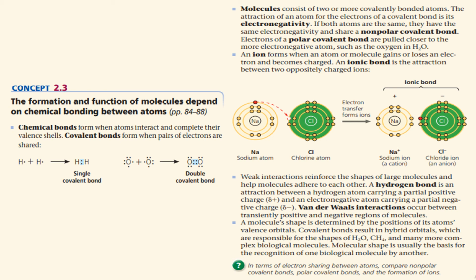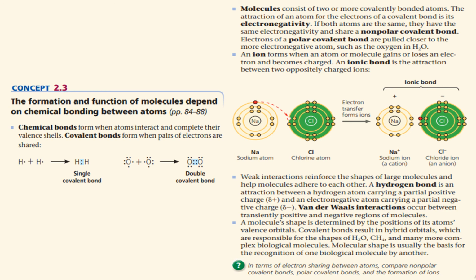An ion forms when an atom or a molecule gains or loses an electron and becomes charged. An ionic bond is an attraction between two oppositely charged ions. Weak interactions reinforce the shape of large molecules and help molecules adhere to each other. A hydrogen bond is an attraction between a hydrogen atom carrying a partial positive charge and an electronegative atom carrying a partial negative charge. Van der Waals interactions occur between transitorily positive and negative regions of molecules.